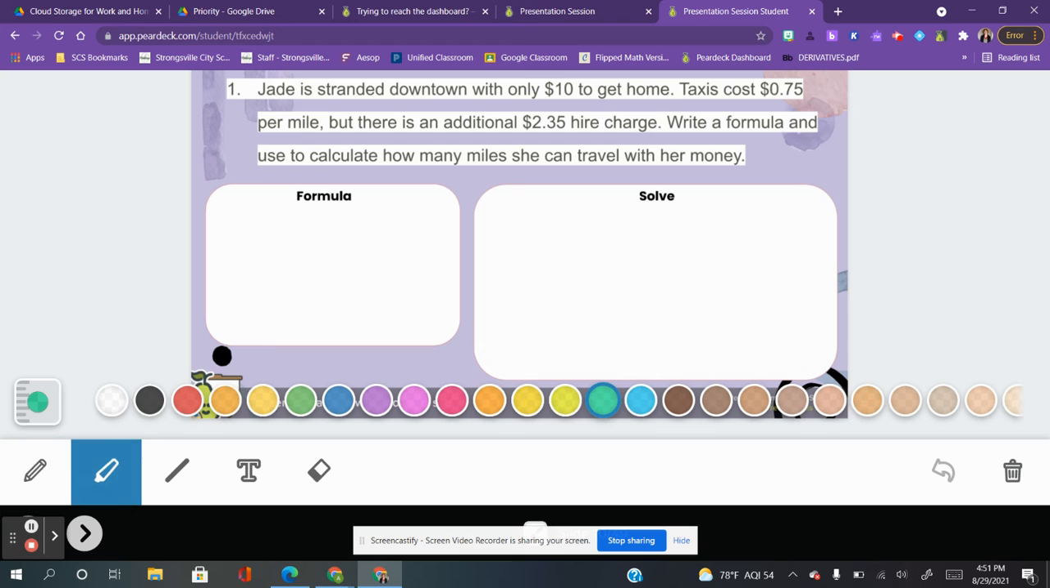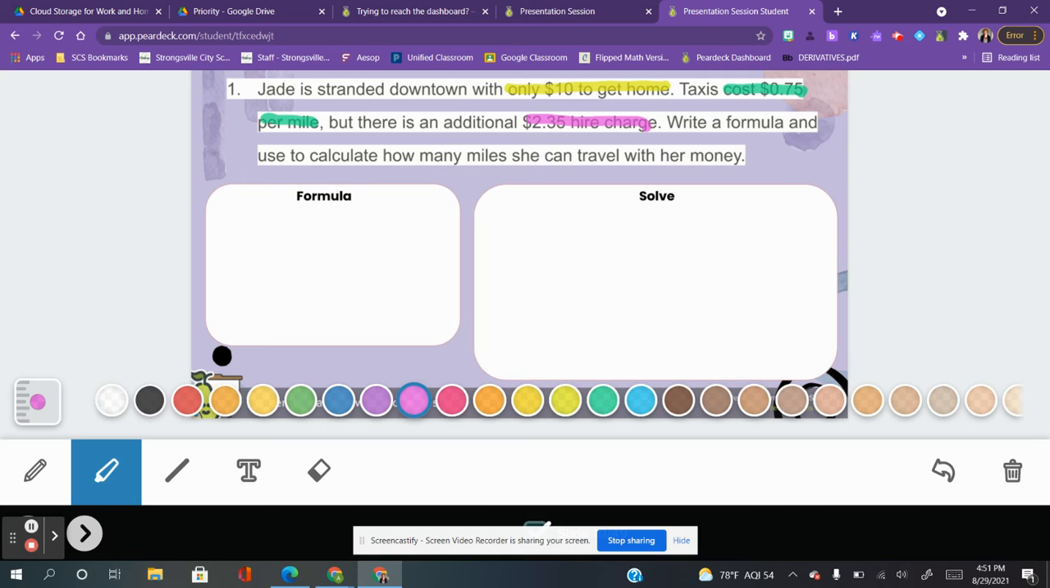All right, again, I'm going to use my highlighter. And for my highlighter, I'm going to highlight that she only has $10 to get home. That's all she can spend. I know that a taxi costs 75 cents per mile. That per tells me that that's going to go with a variable. And there's an additional $2.35 higher charge.